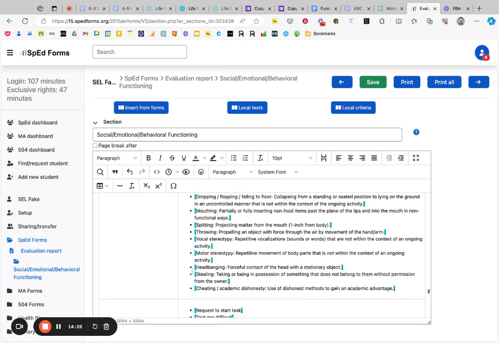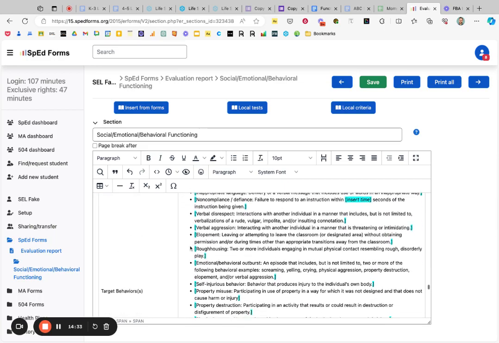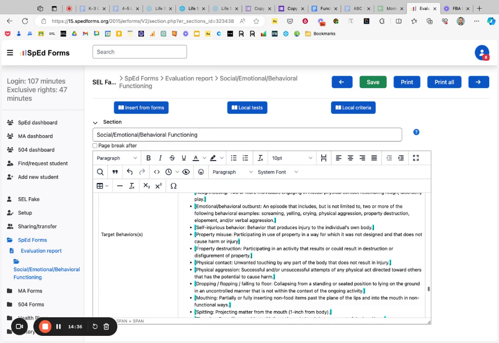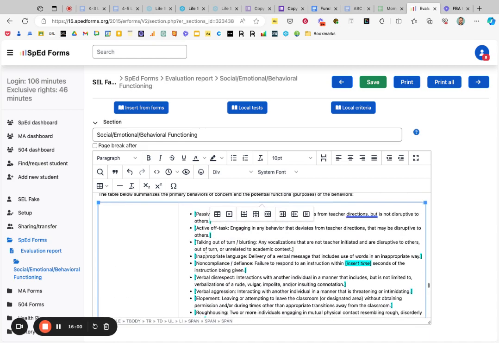So for example, if they play with their pencil, but it doesn't happen very often, and it's not particularly disruptive, and the property destruction and the elopement and the emotional behavioral outbursts are the things that are happening really often and are being really disruptive for the student, you would tend to pick those as the target behaviors. So yeah, like I said, we want to end up with 1 to 3, because these are the things we're going to put in the behavior support plan and really intentionally plan around.